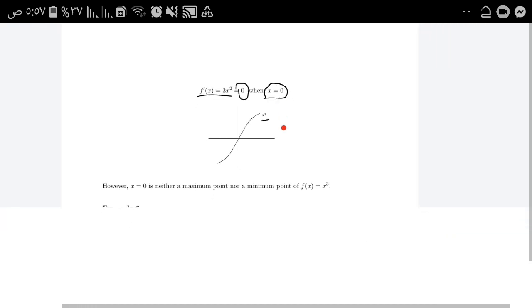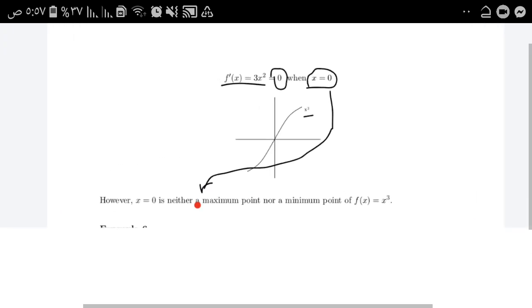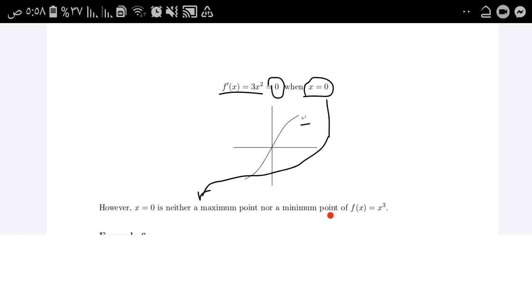But x0 is neither a maximum nor a minimum. x0 is neither a maximum point nor a minimum point. f prime x0 at 0 equals 0, but the point 0 is neither a maximum nor a minimum. Okay.